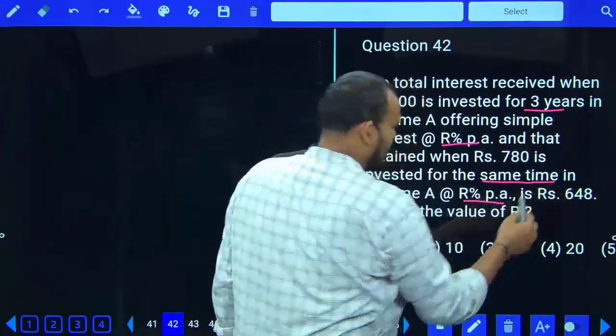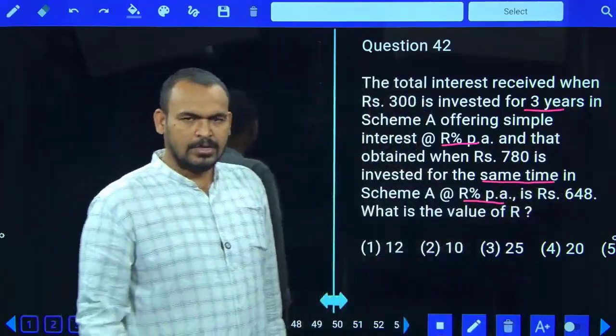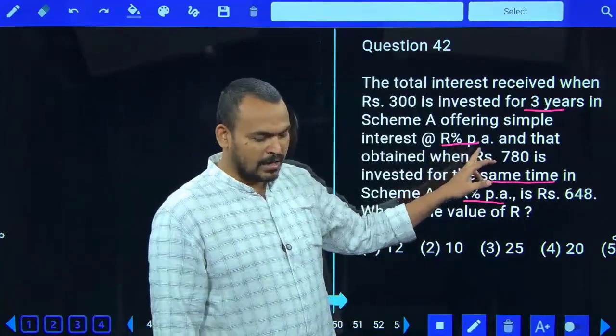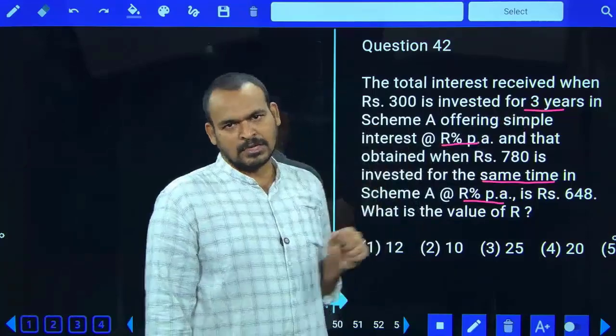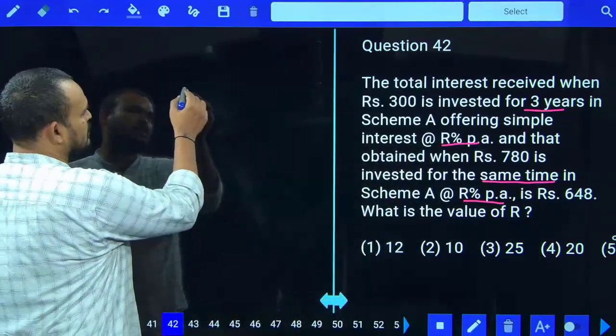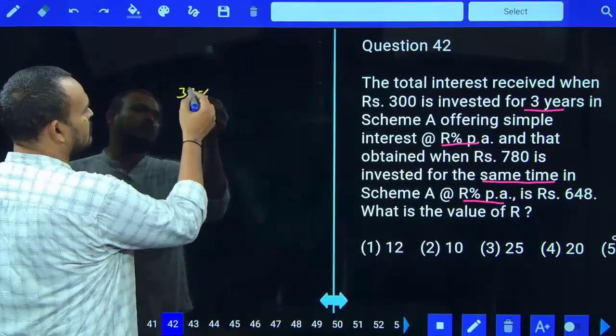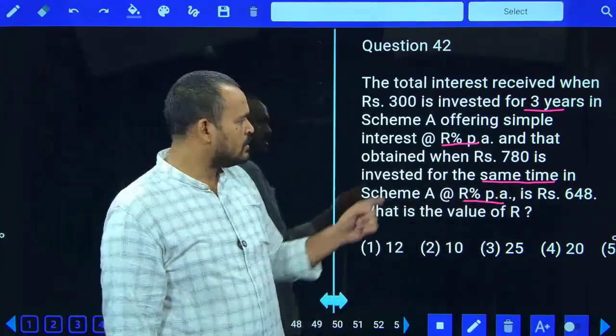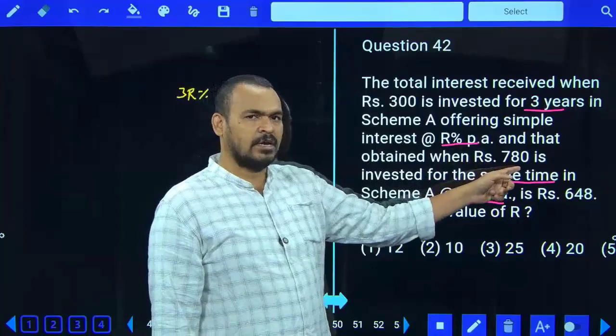Second one also same time or different time? Same time. Means rate of interest is the same, time also the same. Per annum rate of interest R%, then number of years 3 years. Then the 3 years interest is 3R% and 3R%. But here total interest is given. Total interest means interest on first one plus interest on second one.